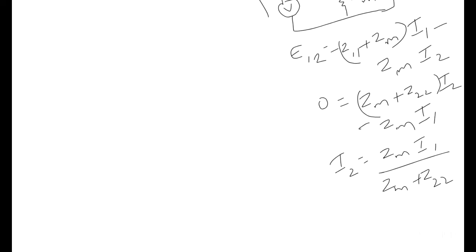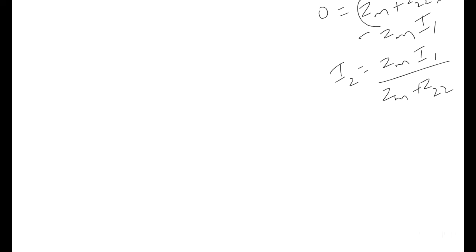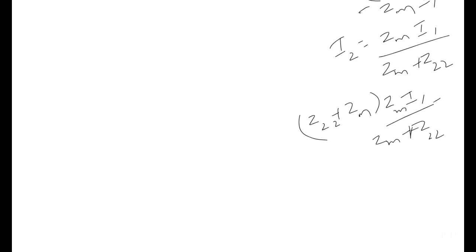And you will get another value. Substitute I2 in the first equation. What is the first equation? Z22 plus Zm times of I2, which is Zm I1 by Zm plus Z22, minus Zm times of I1. Make common and LCM. After making common and LCM and cancellation of the terms, you will get the I1 value.